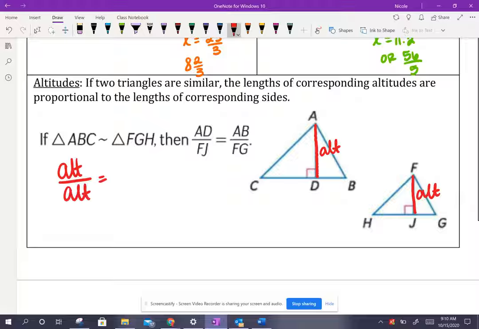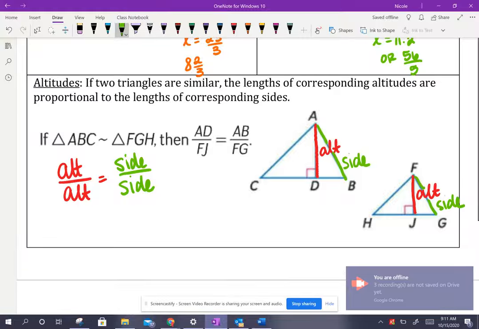And then it's going to get matched up with side over side. So whether you're doing AC or AB, it will match up with a corresponding side. So side over side. So keep that in mind. So let's look at an example of that.